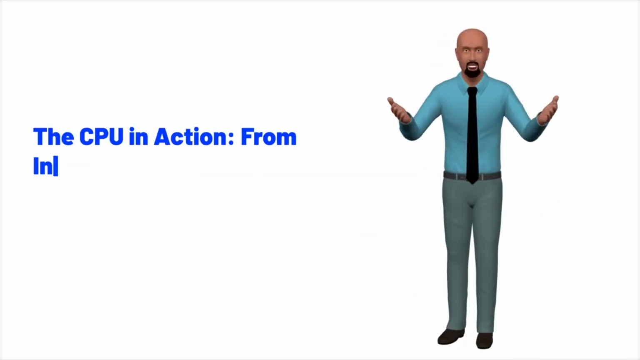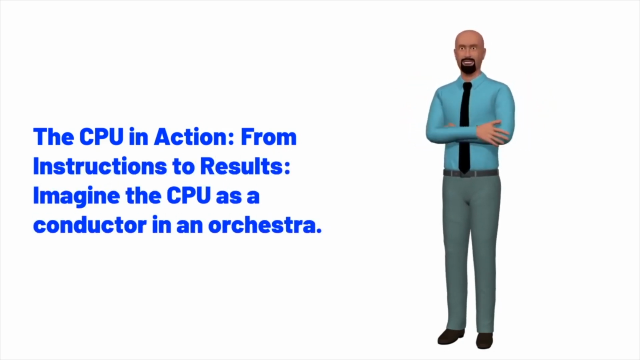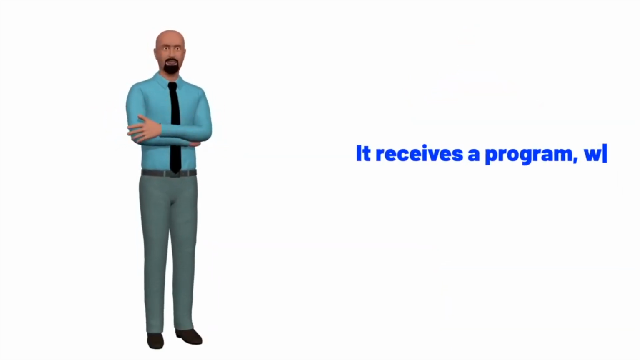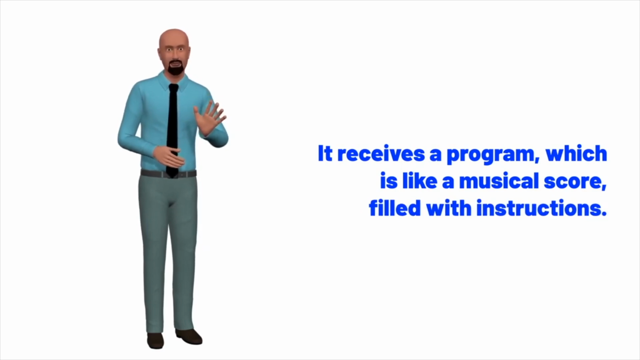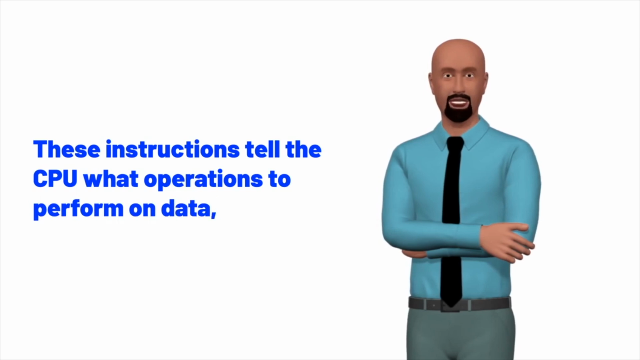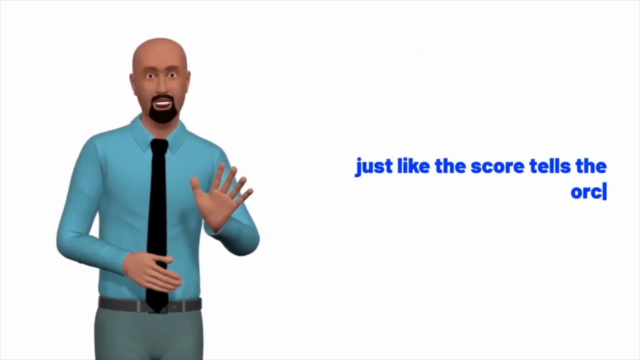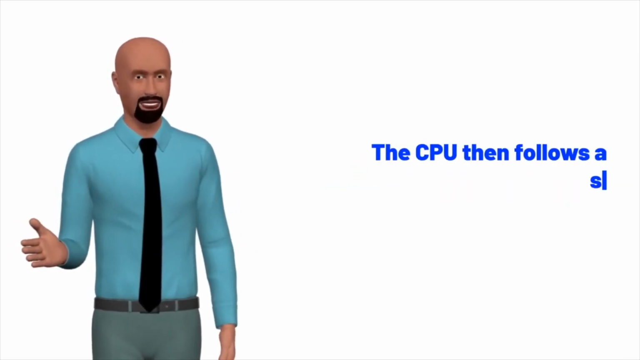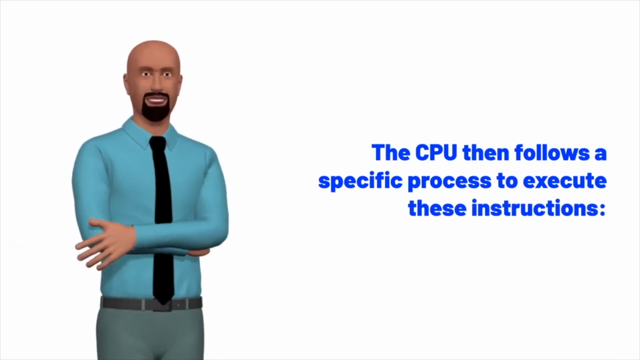The CPU in action, from instructions to results. Imagine the CPU as a conductor in an orchestra. It receives a program, which is like a musical score, filled with instructions. These instructions tell the CPU what operations to perform on data, just like the score tells the orchestra which notes to play. The CPU then follows a specific process to execute these instructions.